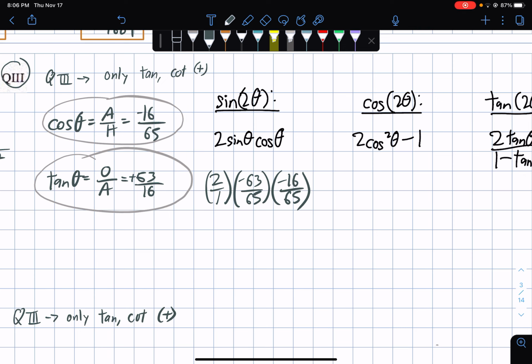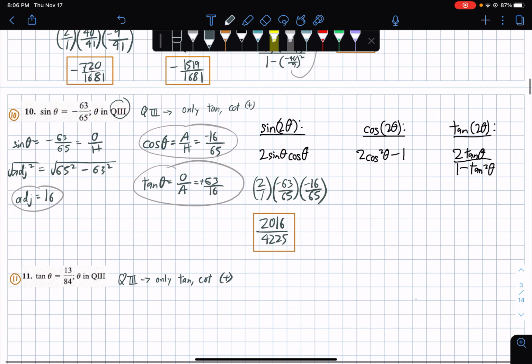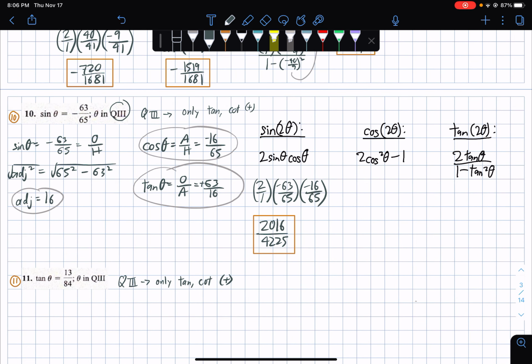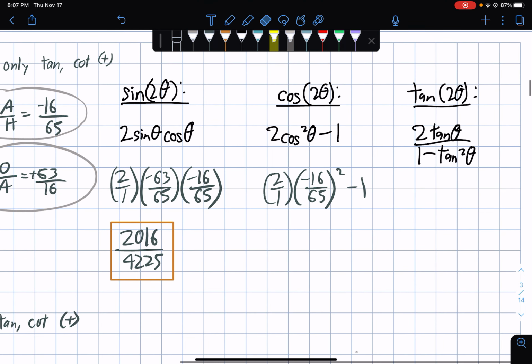The answer is 2016 over 4225. Okay, for cosine 2 theta, 2 over 1 times negative 16 over 65 raised to 2, minus 1. The answer for that is negative 3,713 over 4,225.